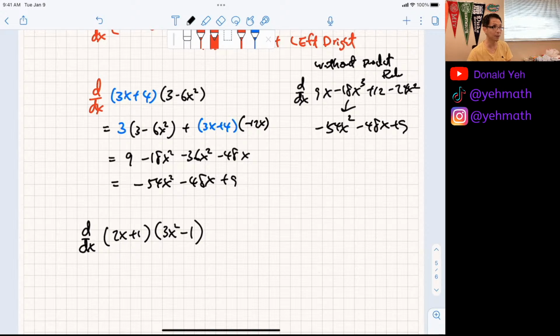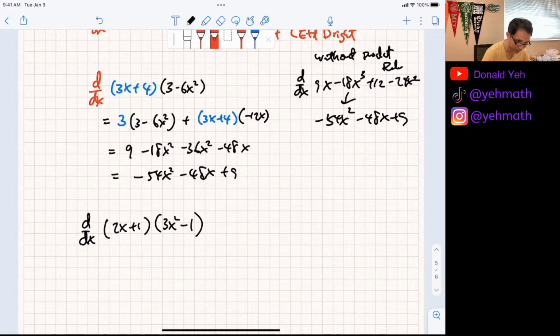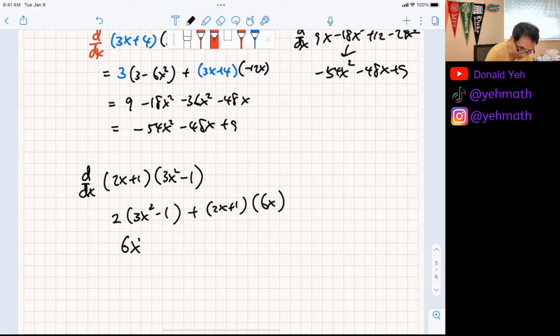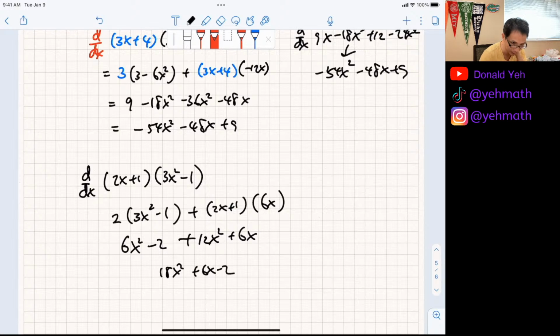You guys finish taking note of this? You should get 2 times 3x squared minus 1, and then plus 2x plus 1 times 6x. Did you do that? Yes. So you should get 6x squared minus 2 plus 12x squared plus 6x. So you should get 18x squared plus 6x minus 2. I think that's the final answer. Okay.